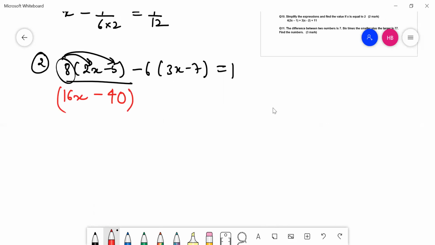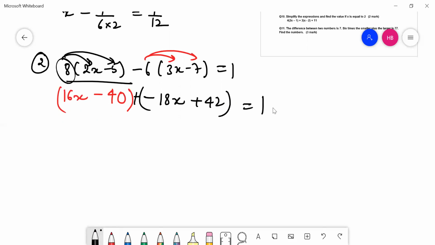Then I will again open the brackets here. Minus 6 into 3, 6 3s are 18. Minus into plus will give me minus 18x. Then minus 6 into minus 7, 7 6s are 42, plus 42, because minus into minus will give me plus 42, is equal to 1. So now my equation would be 16x minus 40 minus 18x plus 42 is equal to 1.